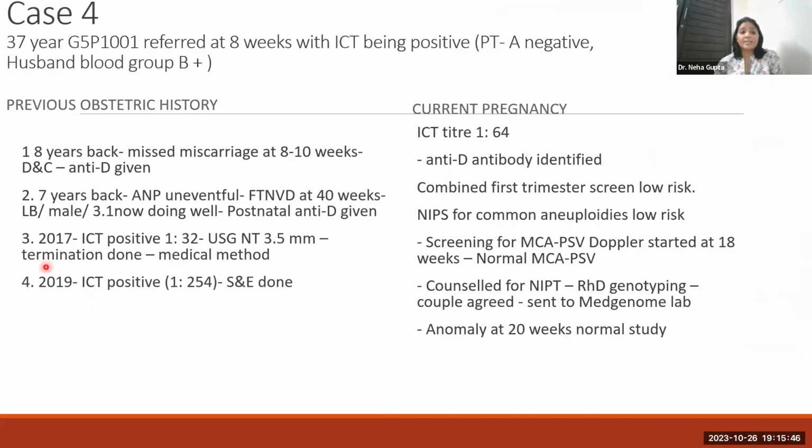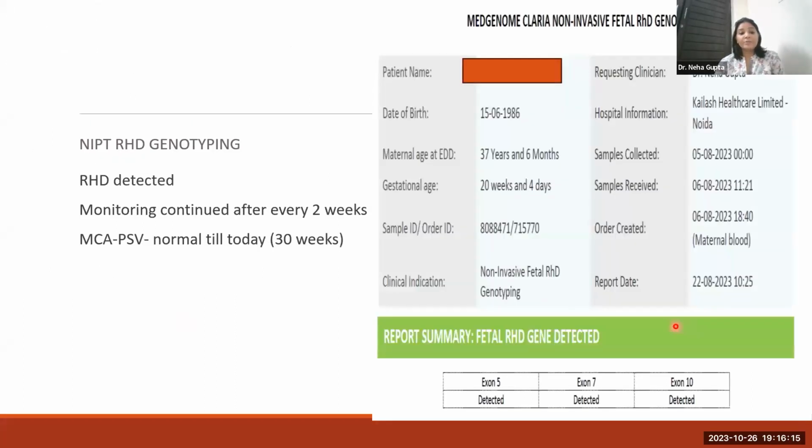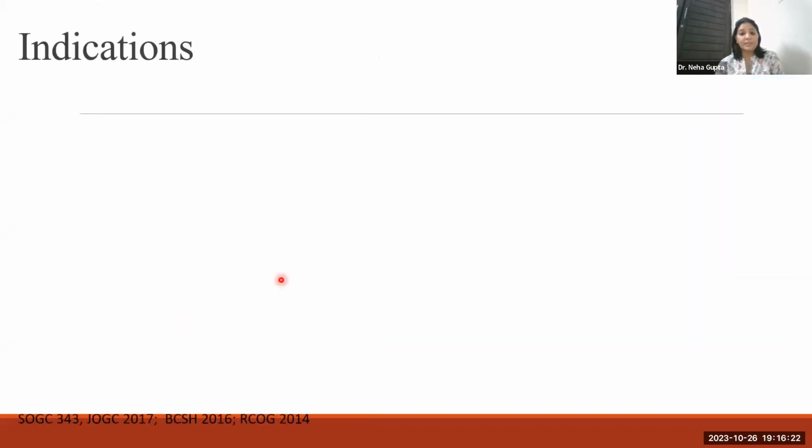Another case was again at 8 weeks with ICT positive. First miscarriage, anti-D given. Second normal delivery, postnatal anti-D given. She was detected as ICT positive in the subsequent pregnancy, where she underwent termination. When we determined her titer, again 1 in 64, anti-D identified, and her monitoring was started at 18 weeks. She was also offered NIPT. Her test came out as RhD detected. For her, the monitoring continued every 2 weeks. At present, she is 30 weeks and is doing fine.